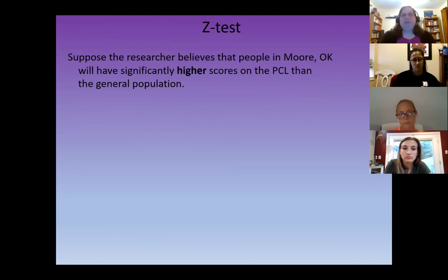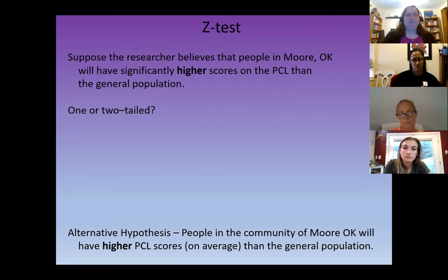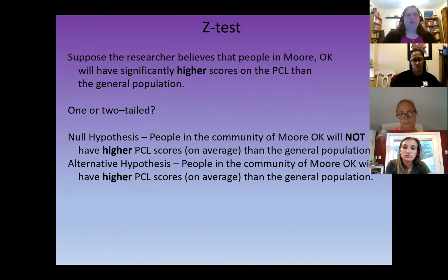Now, suppose the researcher believes that people in Moore, Oklahoma will have significantly higher scores on the PCL than the general population. Just change it up to one-tailed. Just change this up from different to higher. Okay.